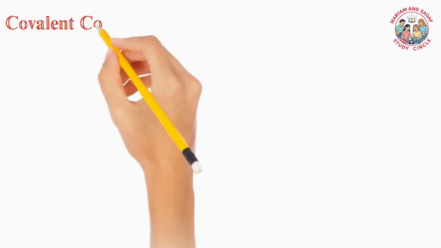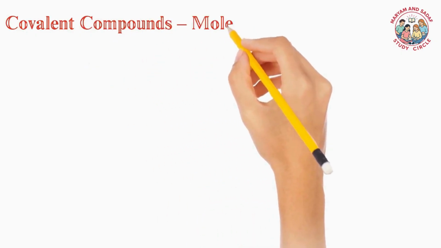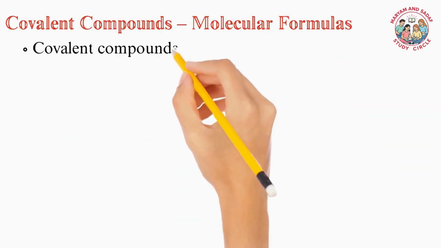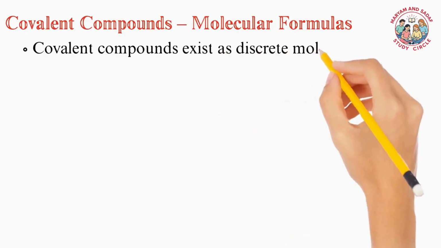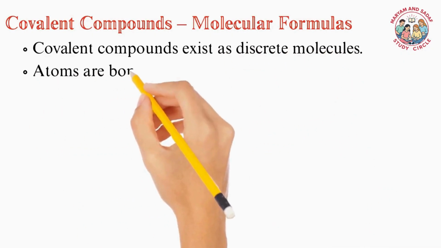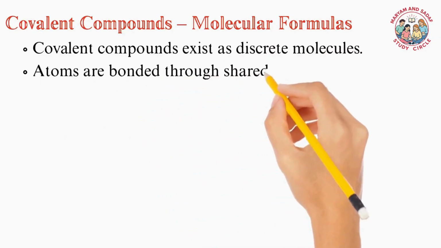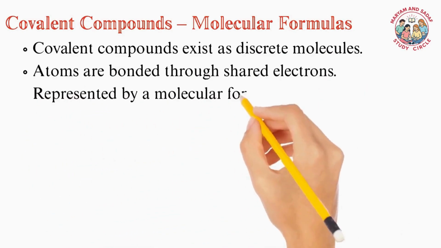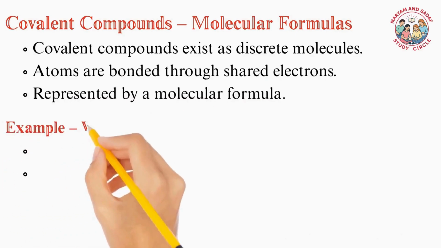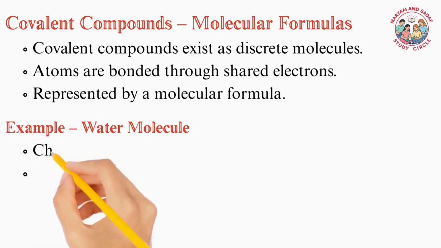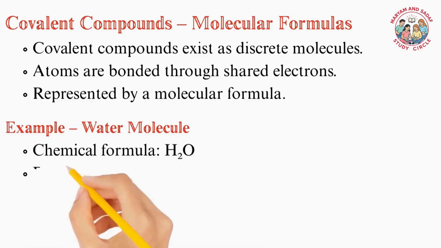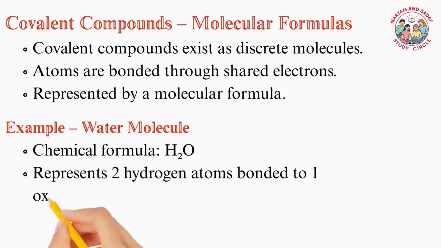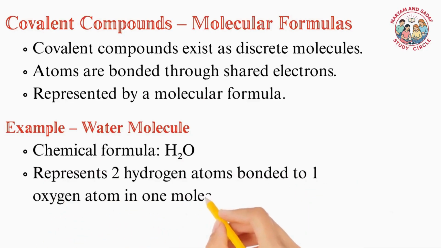Covalent compounds' molecular formulas. Covalent compounds exist as discrete molecules. Atoms are bonded through shared electrons, represented by a molecular formula. Example: water molecule. The chemical formula of water represents two hydrogen atoms bonded to one oxygen atom in one molecule of water.